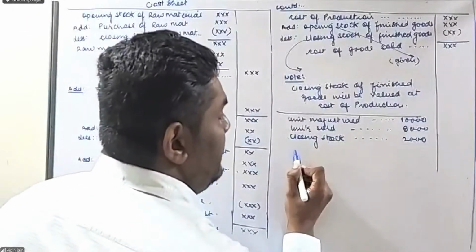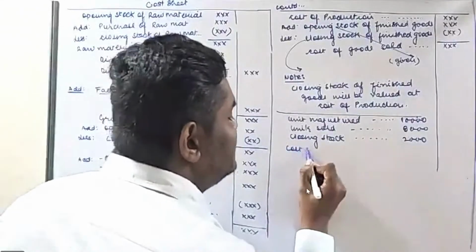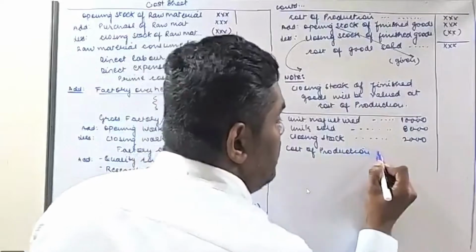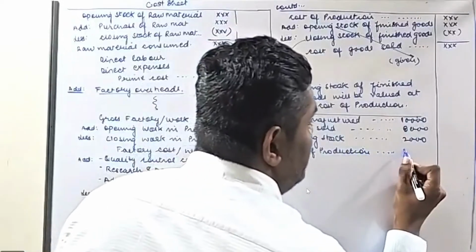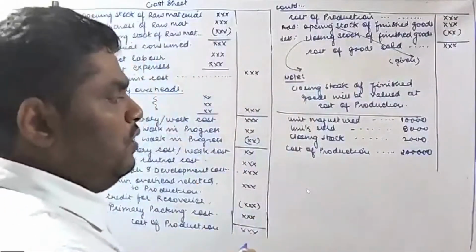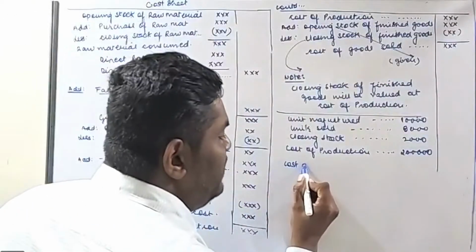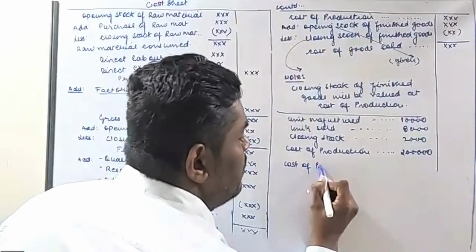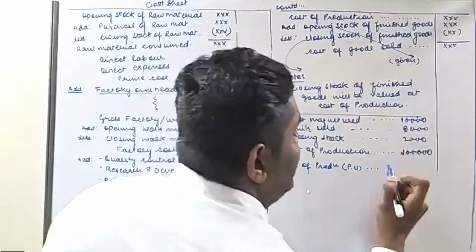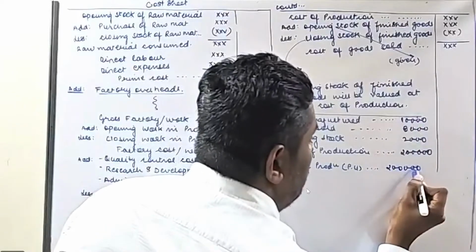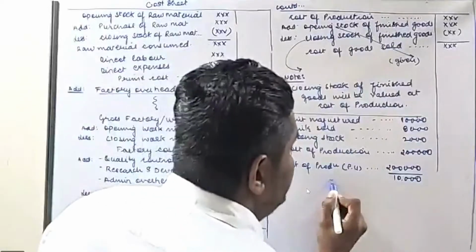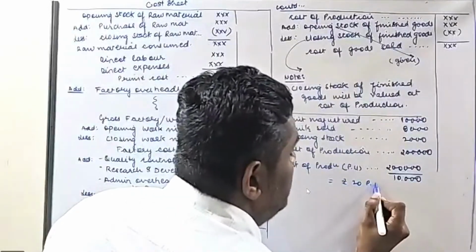Further, let's say the cost of production is given, that is, let's say, 2 lakh rupees. So we can say cost of production per unit will be how much? 2 lakh divided by 10,000. So that is rupees 20 per unit.